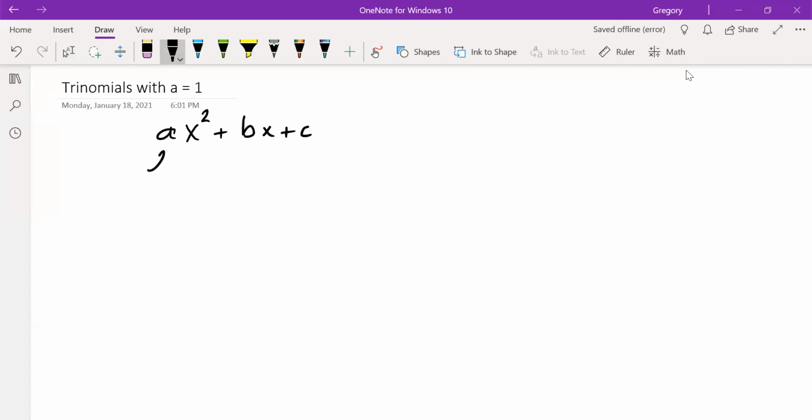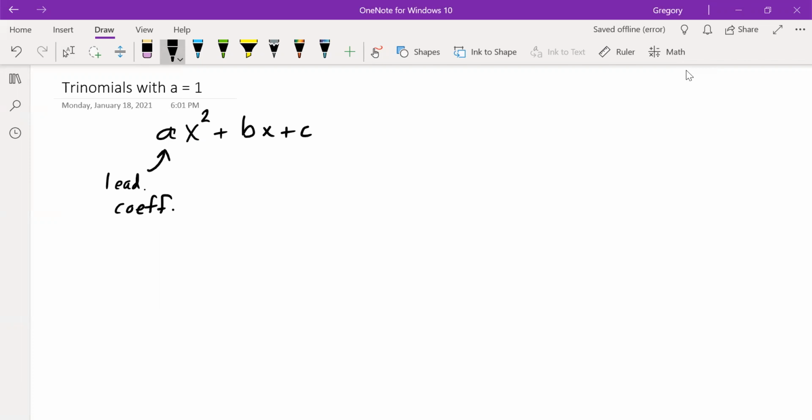So my leading coefficient is going to be positive 1. Now, b and c can be anything they want. And we're, of course, going to be looking at numbers that you actually can factor. So now there's a broad range of trinomials, most of which you can't factor. Of course, I'm only focusing on the ones that you can.